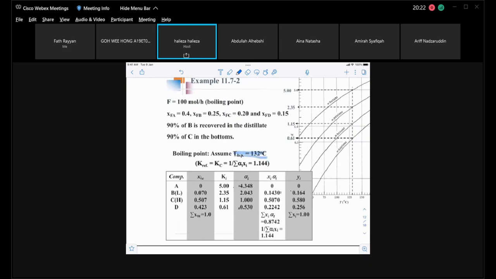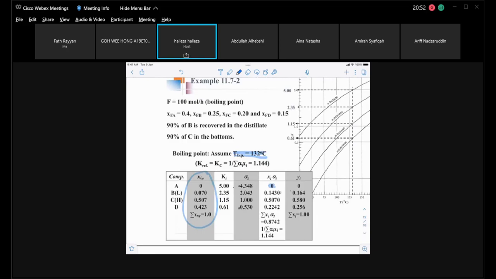Again, your composition of the bottom product is based on trial and error, whereby you assume that none of component A will be in that bottom product, and all of component D will be in the bottom product. So based on that assumption, this is your composition. Sorry, that is not your composition. Sorry, the composition is over here. And based on that composition, you will assume a certain temperature for the boiling point.